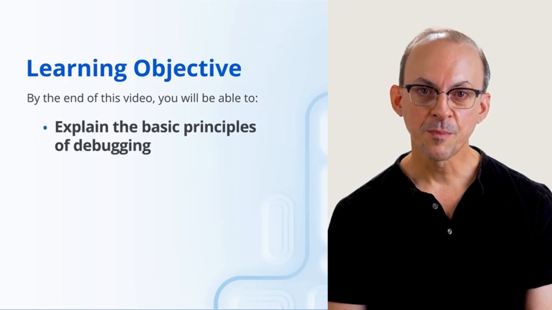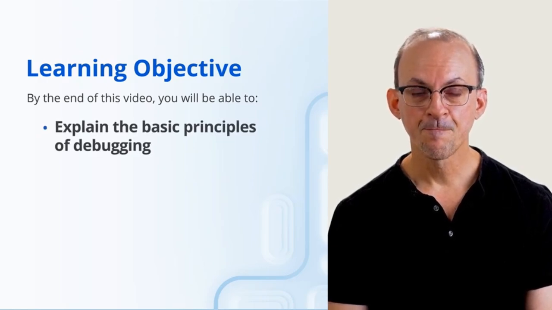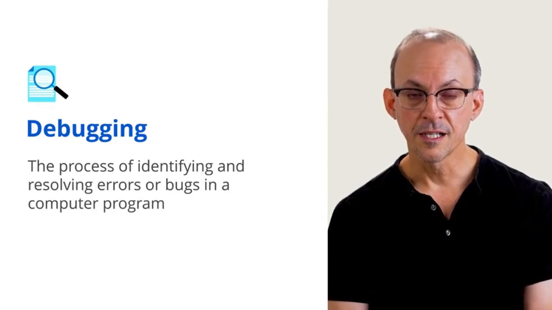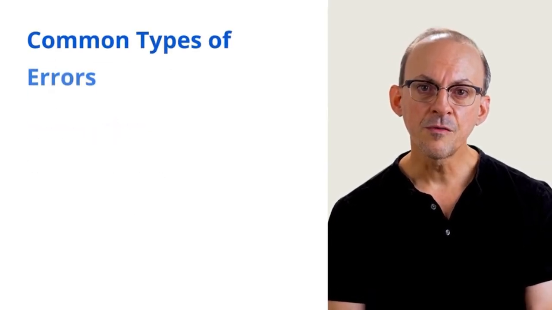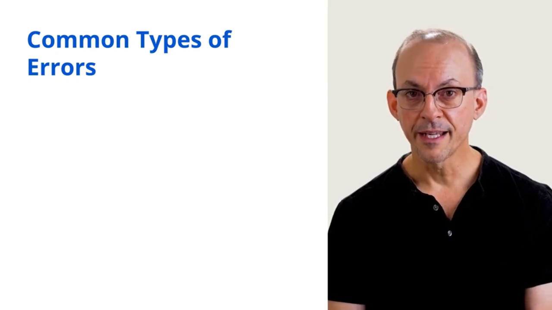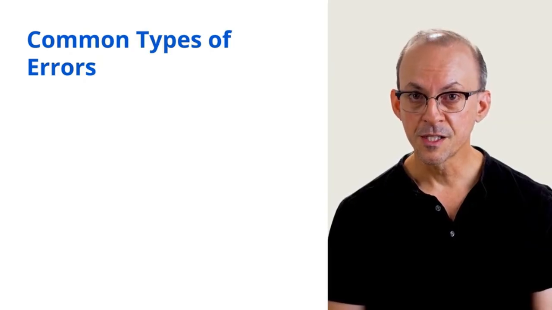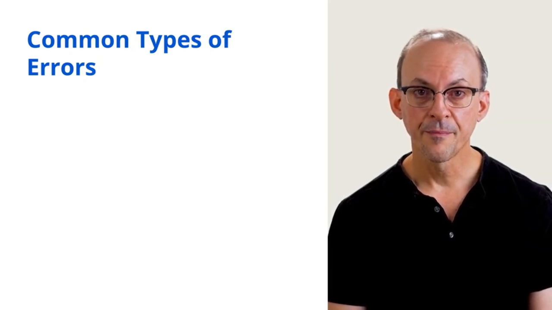In this video, we will explain the basic principles of debugging. Debugging is the process of identifying and resolving errors or bugs in a computer program. The thing to remember is that no code is ever completely error-free. Errors are a natural part of programming, and even the most experienced developers encounter them regularly.